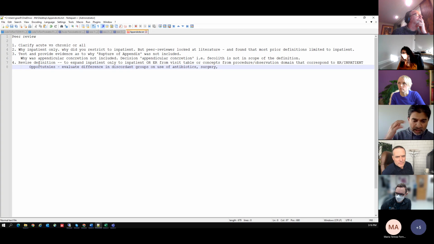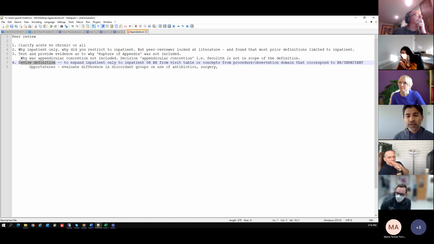So now, putting on my moderator hat, I'm going to propose that the peer reviewer would say, revise the definition, expand this rule, because you have a 40% attrition. That's too much. Although I've seen that others use it, your definition of inpatient is not good. So revise the definition, expand the scope of inpatient to include ER, and maybe even look for.